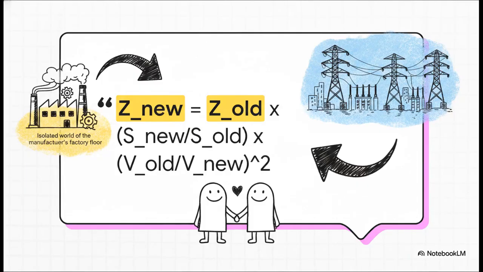So, the crucial point is, to avoid this disaster, you must rely on one specific equation. You've got to use this exact change of base formula to mathematically bridge that manufacturer nameplate data to your overall system base. Your new per unit impedance equals your old per unit impedance multiplied by the ratio of the new and old power bases, and then multiplied by the square of the ratio of the old and new voltage bases. This formula is your absolute best friend. It safely transports a piece of equipment from the isolated world of the manufacturer's factory floor directly into the unified ecosystem of your specific grid study.